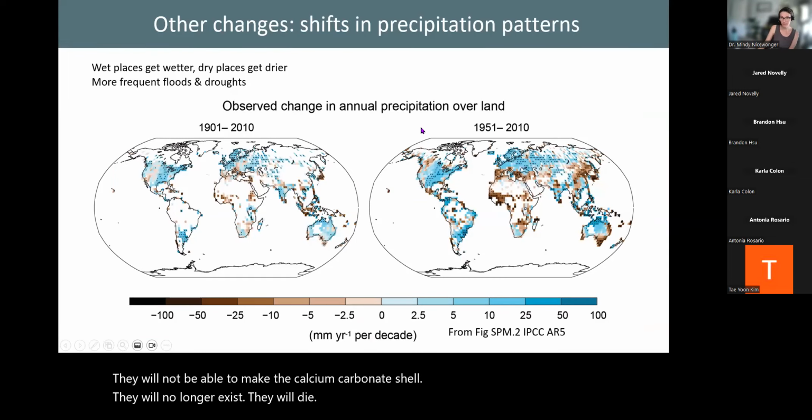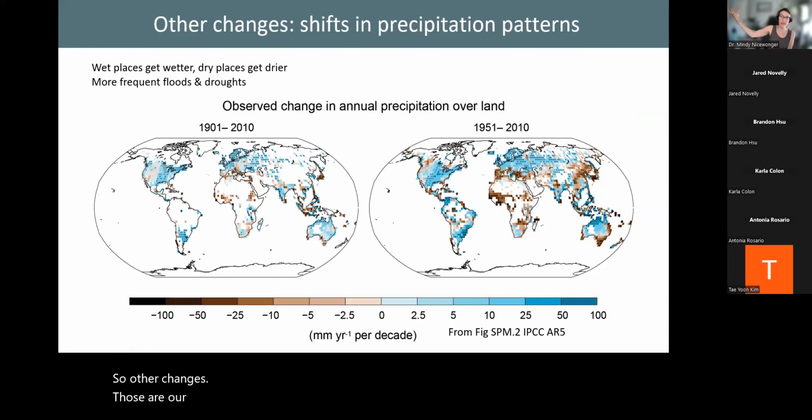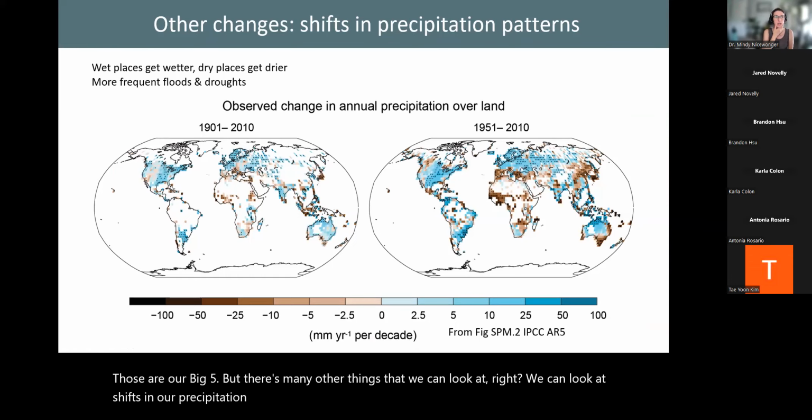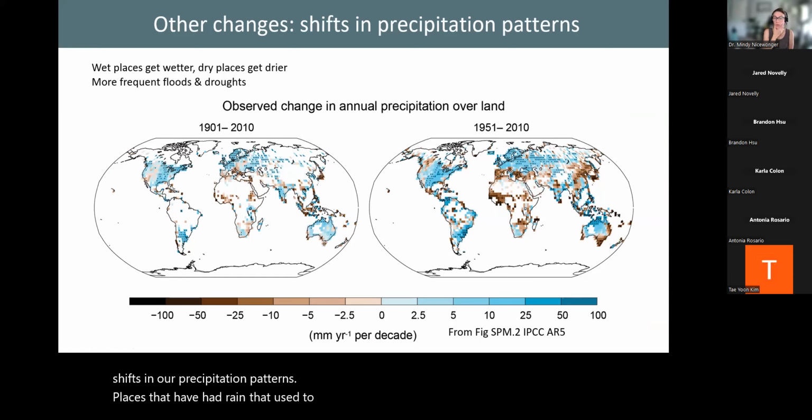So other changes, those are our big five, but there's many other things that we can look at, right? We can look at shifts in our precipitation patterns. Places that have had rain that usually are wet will get wetter. Places that are dry will get drier. So more extreme flooding, more extreme droughts.